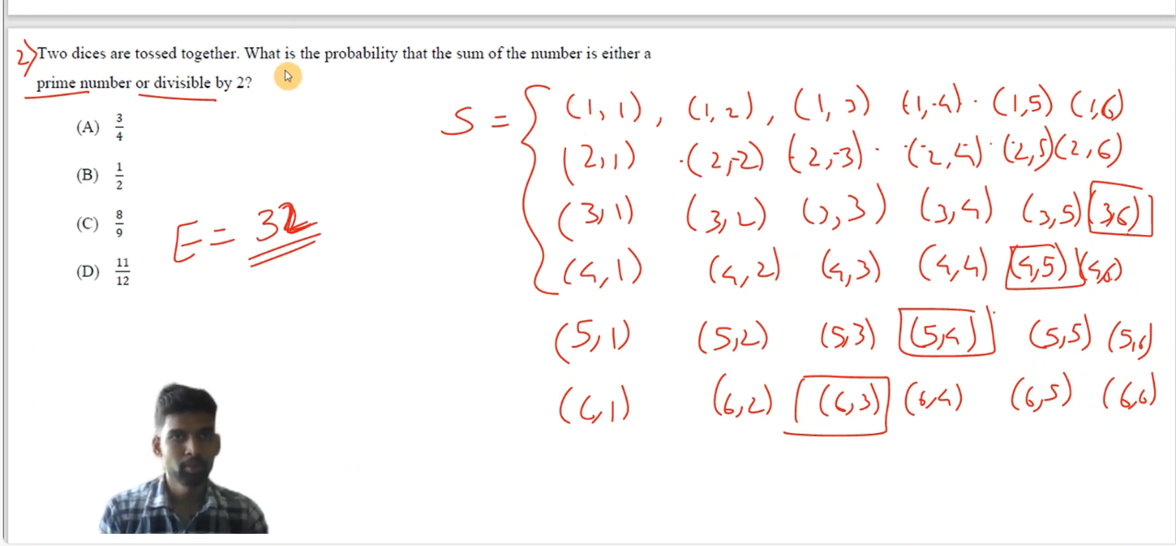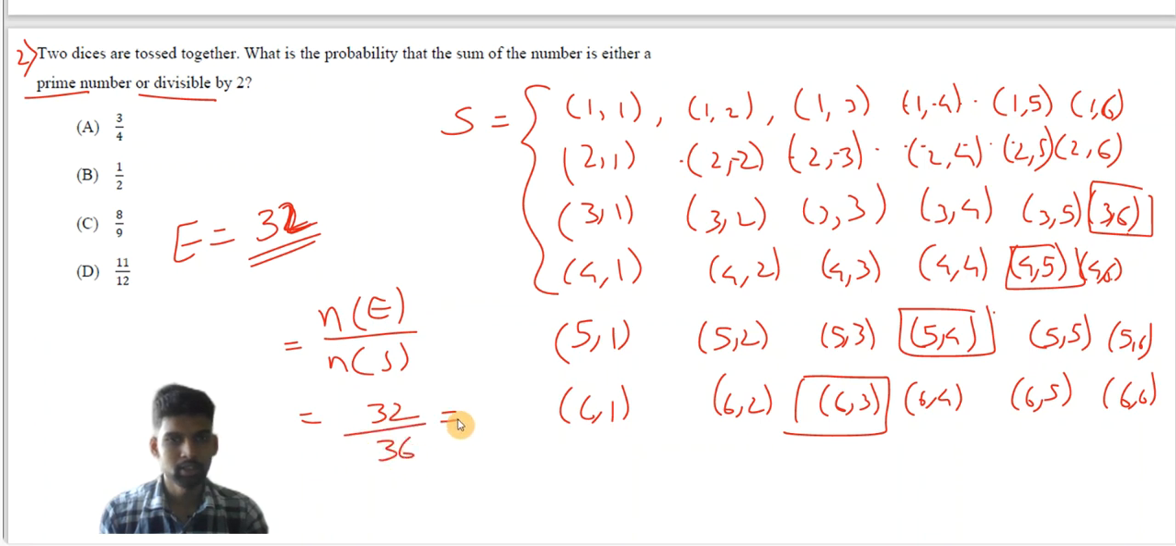So what is our probability? That is n of E and n of S. N of E is nothing but 32, and it is 36. So 4 8s are 32, 4 9s are 36. So C is the correct answer. Okay.